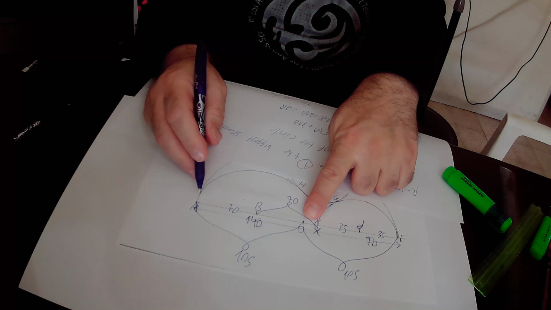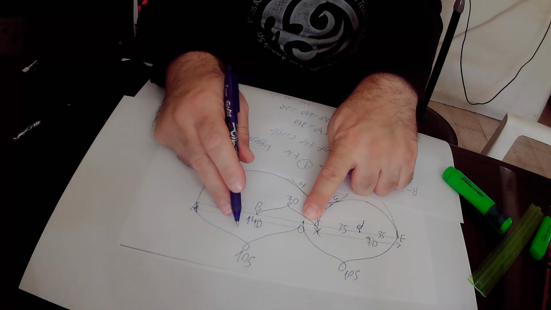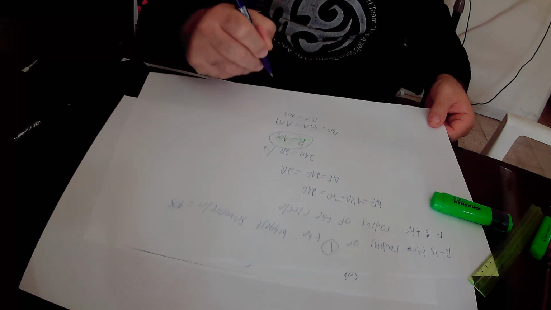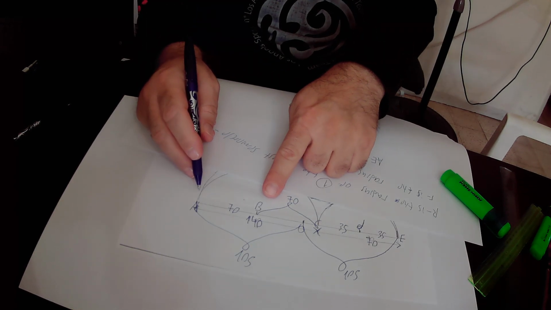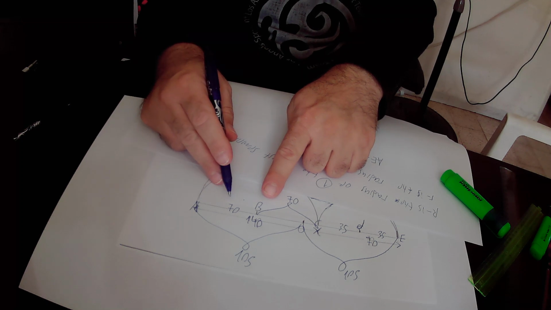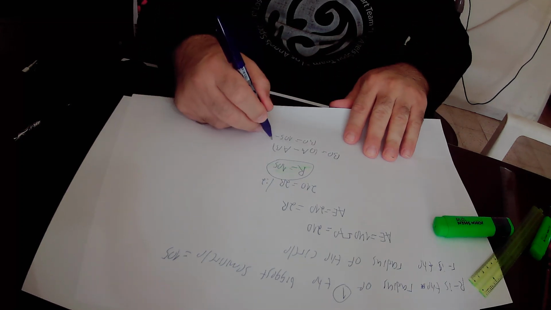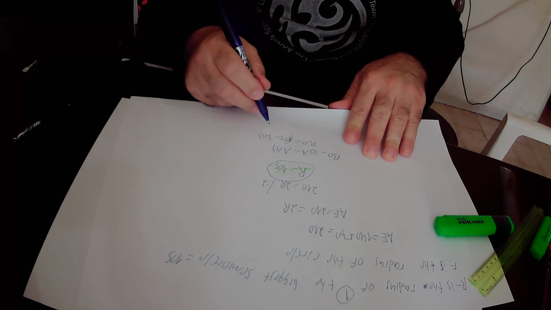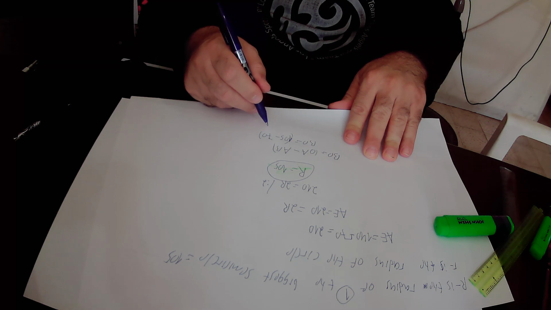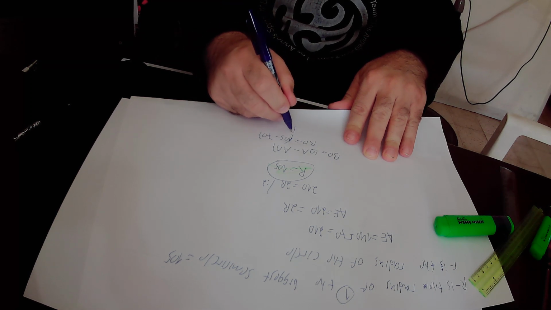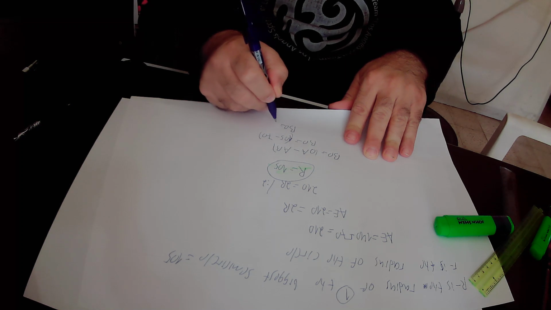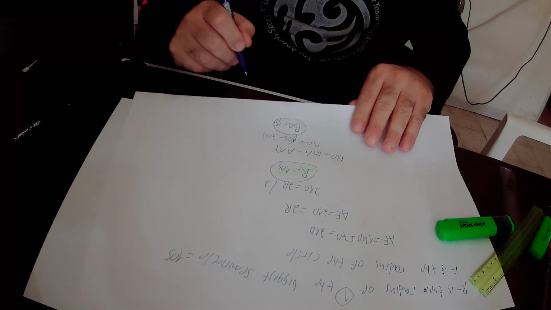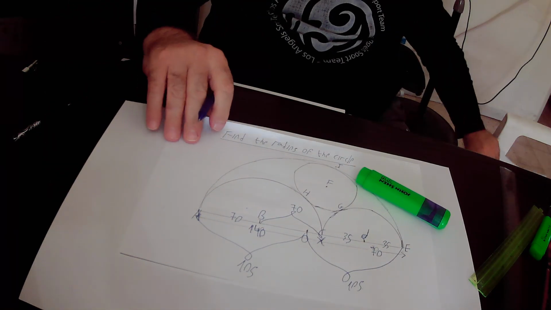OA is the radius of the biggest semicircle, that is equal to 105 units, minus AB. AB is the radius of this semicircle, that is equal to 70 units. So in conclusion, BO equals 105 units minus 70 units. 105 minus 70 is 35. So we found out that BO equals 35 units in its length.